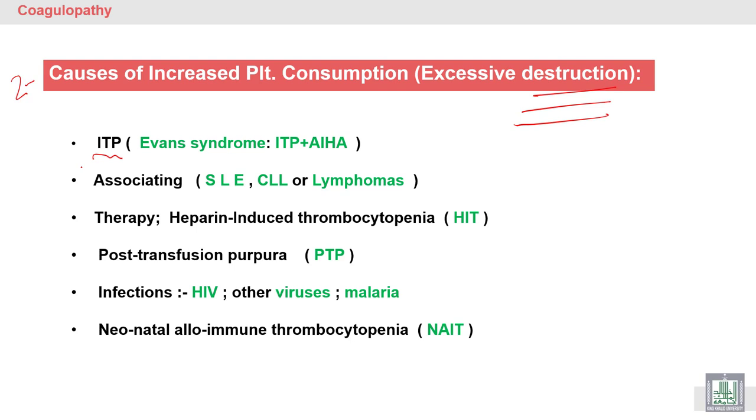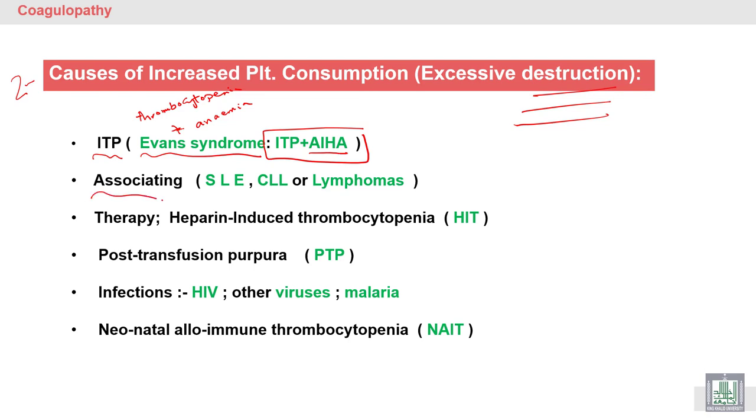Sometimes the purpura due to thrombocytopenia with anemia, so the condition will be Evans syndrome. So Evans syndrome is thrombocytopenia plus anemia. The anemia will be autoimmune hemolytic anemia. So ITP plus autoimmune hemolytic anemia, autoimmune means autoantibodies against the RBCs, leading to destruction of red blood cells, or what's called hemolytic anemia.